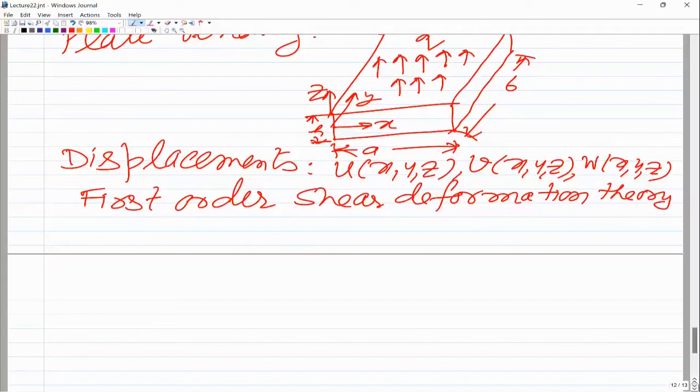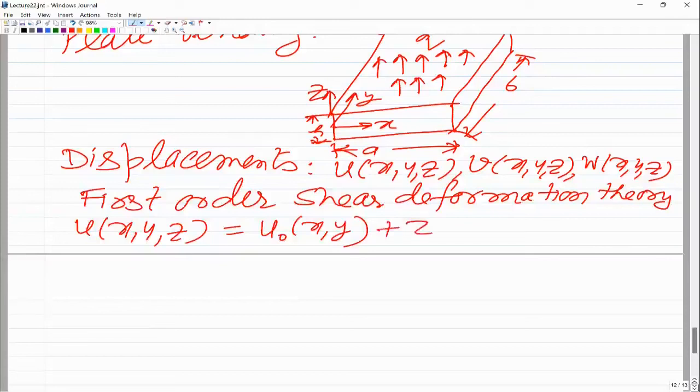In the first order shear deformation theory, the displacement along the x direction, which is a function of x, y, z, is written as the displacement of a point on the mid surface, u naught of x, y. This is somewhat similar to, if you remember, the frame element we did using Timoshenko beam theory. So we had the in-plane displacement, and then we have z times the rotation about the y axis, theta y. So u naught and theta y are functions of x and y, but u is a linear function of z.